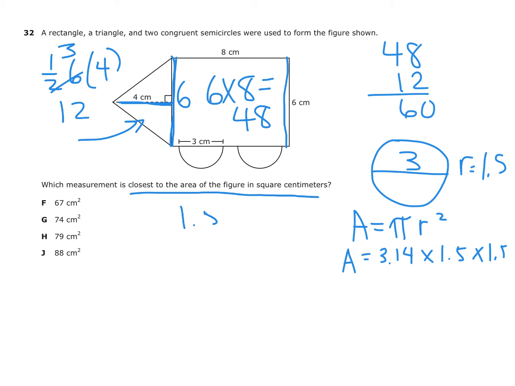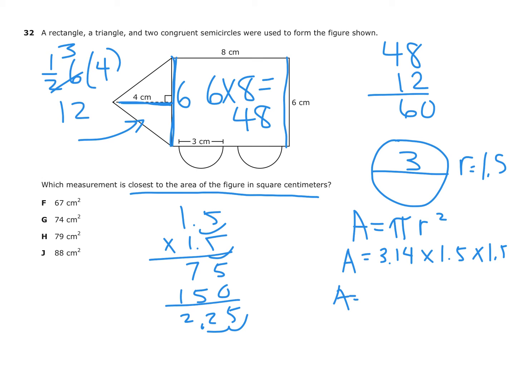So if we did 1.5 times 1.5, 5 times 5 is 25, carry a 2. 5 plus 2 is 7. And then 1 times 5, put a 0 there. 1 times 5 is 5, and 1 times 1 is 1. And when we do this, we're going to have 1 decimal there, 1 there, so we're going to have 2. So 2.25. So now the area becomes pi, 3.14 times 2.25.